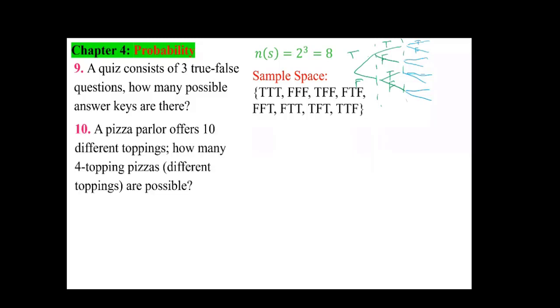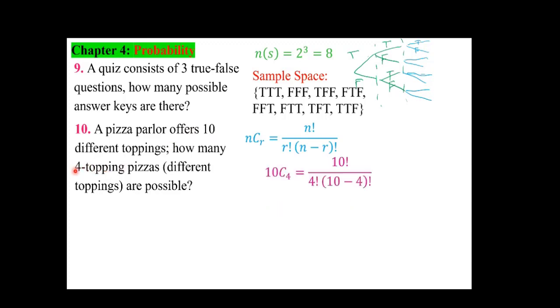A pizza parlor offers 10 different toppings. You have 10 toppings and you want to pick 4. I hope you realize order is not important, because that's the idea behind the combination. You have n different items, you're choosing r different items, and order is or is not important. If order is important, it becomes a permutation. In this case, order is not important. It doesn't matter which topping you order first, therefore it becomes a combination, where n is 10 and r is 4.